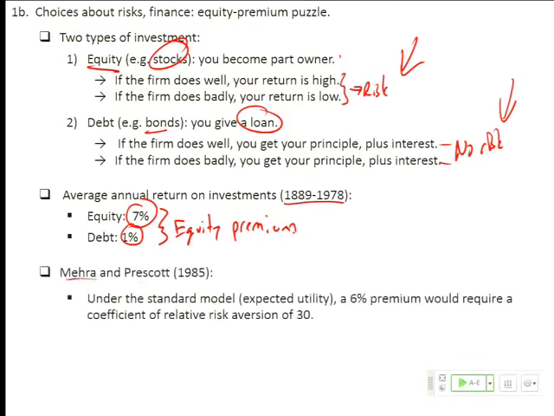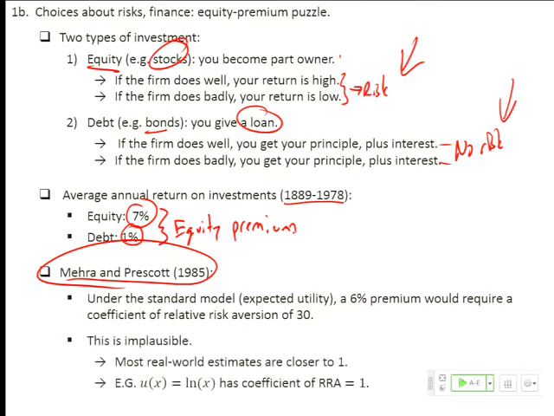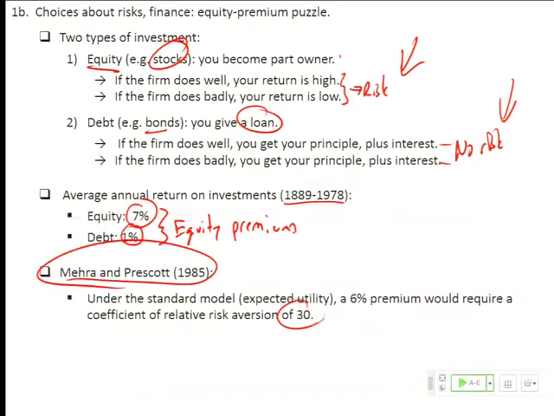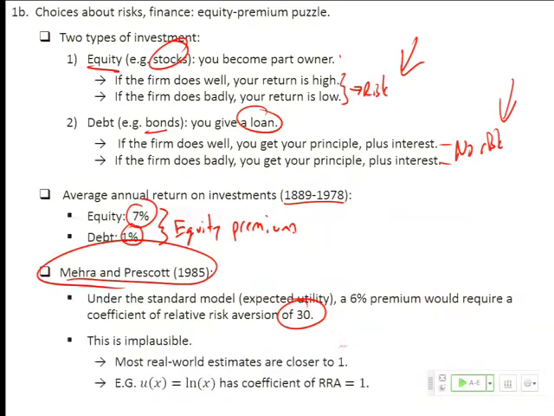So the paper, which I believe is on BSpace, Mehra and Prescott, did something very similar to what we've seen already in several situations, which was they took the standard model and they said, okay, how much curvature would there need to be here to explain that risk premium, given how risky stocks actually were over that period of time? And the answer is that to explain the 6% premium, you would need a coefficient of relative risk aversion of 30, where most real-world estimates are closer to 1.